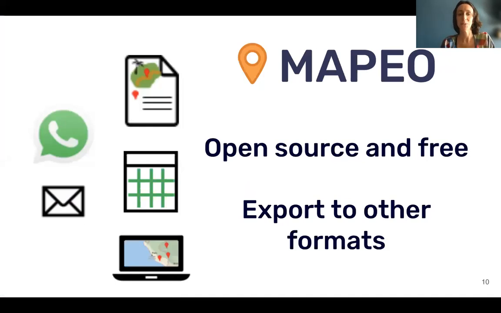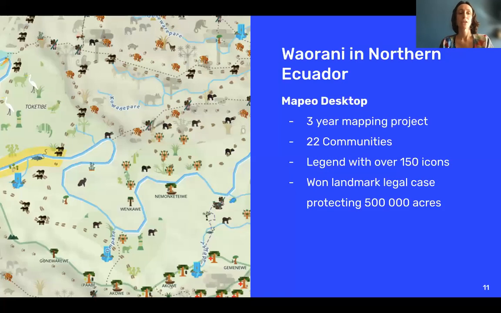Finally, Mapeo is open source and free. You can send data to other programs such as Excel, ArcGIS, and you can also create PDFs depending on your needs.